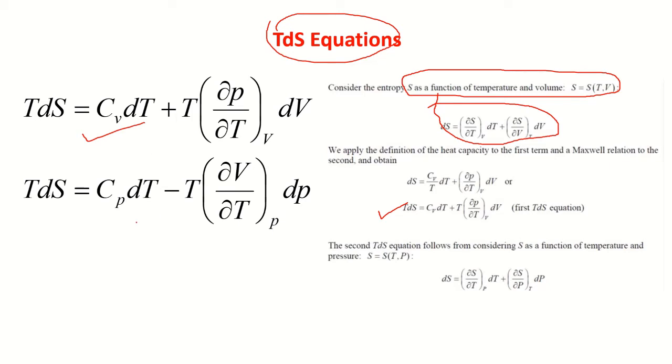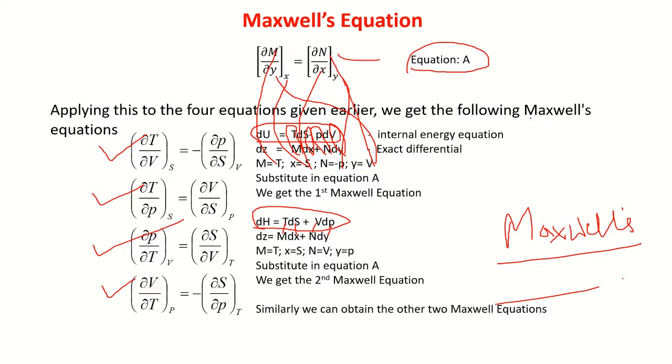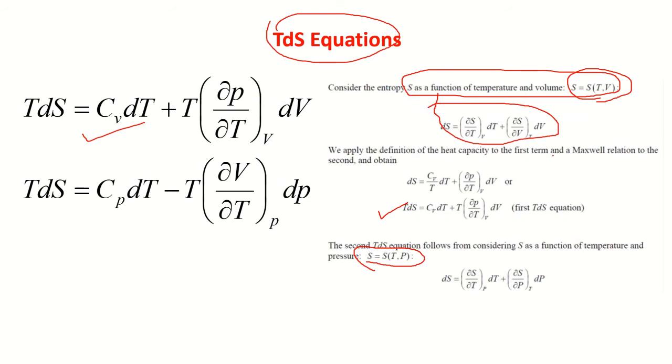The same way, we can derive this equation considering entropy is a function of temperature and pressure. Here I am considering entropy as a function of temperature and volume and writing the mathematical relationship which I mentioned over here. So based on that and using Maxwell's relationships, I am writing down these equations. So one equation I have derived, in the same way I have written down. You can make the appropriate substitution and you can obtain this equation. This is what we call the TdS equations.